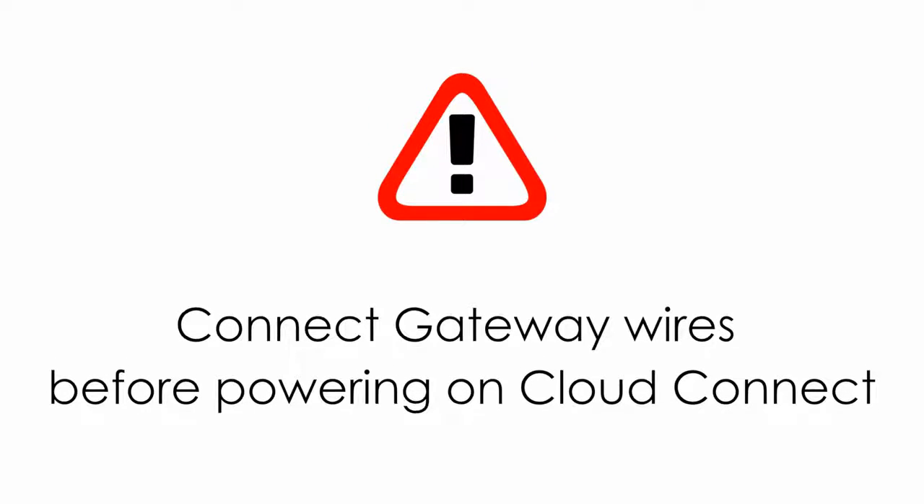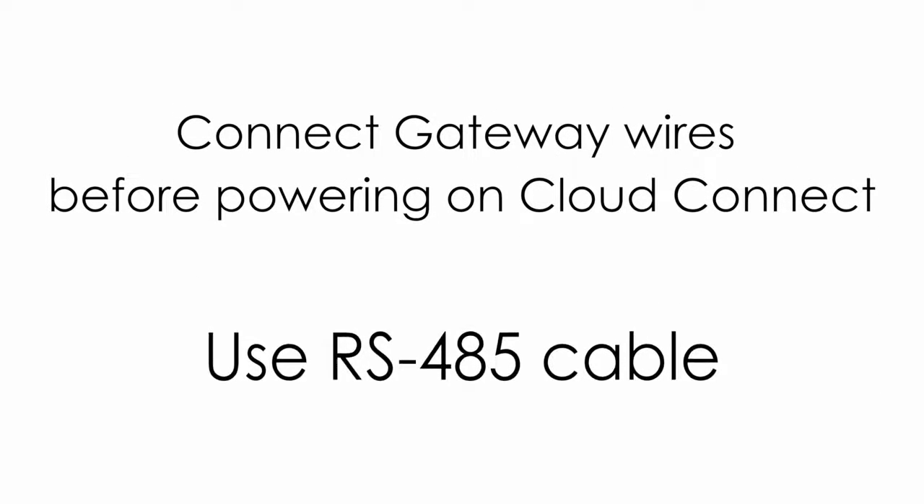Note that the gateway wiring connection should be made before powering on the Cloud Connect. This connection should be standard RS-485 communication cable, which supplies power to the gateways and transmits data to and from the Cloud Connect. This cable can run in the same conduit or raceway as your standard PV wire, as long as it has the proper voltage isolation depending on system voltage.